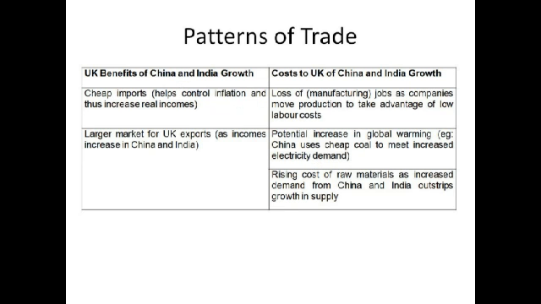China and India's growth has been both positive and negative for the UK. So on the bright side, we've got cheaper imports because they can produce cheaper, which helps to control inflation and increase real incomes. And we've also got a larger market for UK exports because incomes in China and India are increasing because their GDP is increasing, so their aggregate demand is increased. So we're trying to supply what they want, which means we've got a greater market.